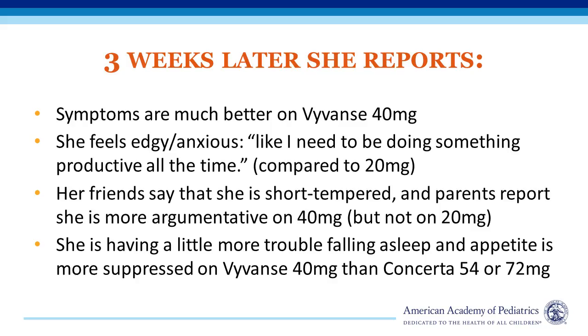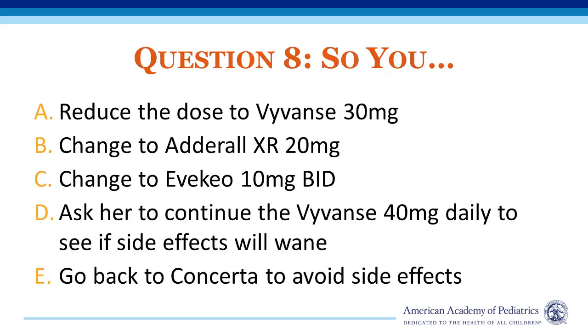So 3 weeks later, she comes in and reports that her symptoms are much better on the 40 milligrams, but yet she feels a bit edgy and anxious. I need to be doing something productive all the time, but she didn't really feel that way on 20. She notes that her friends say that she's kind of gotten crabby, and her parents notice that she's more argumentative on 40, but not 20. And she's having a little more trouble falling asleep and a little more appetite suppression than she did on the Concerta. So the next move would be to what?